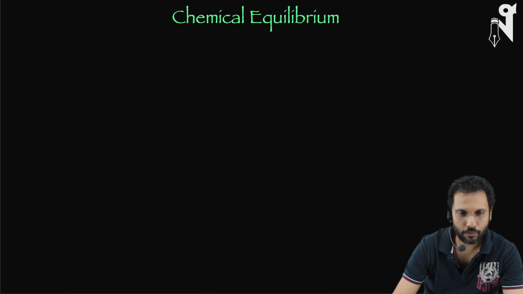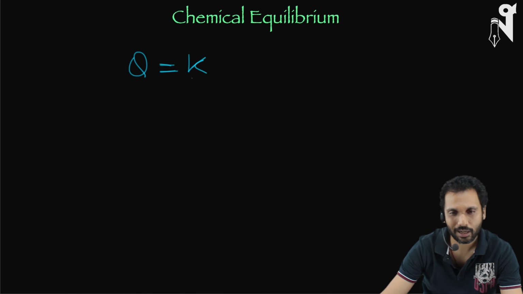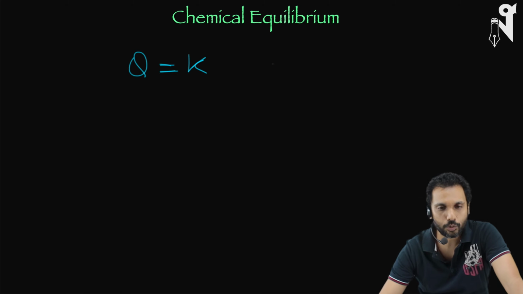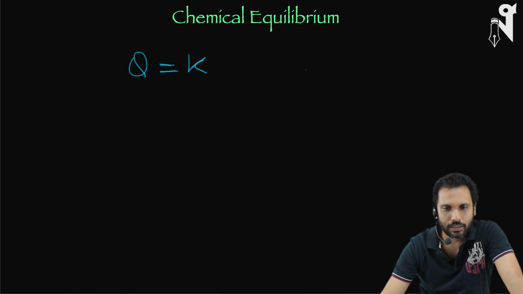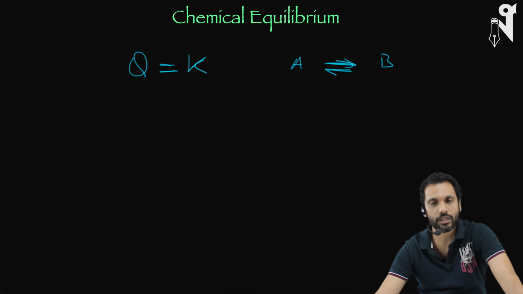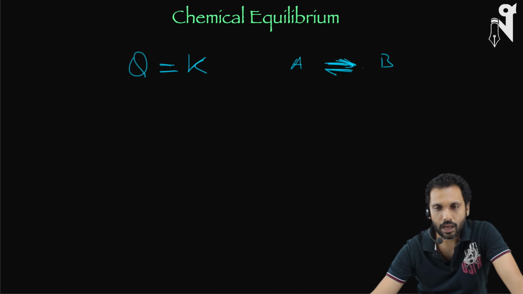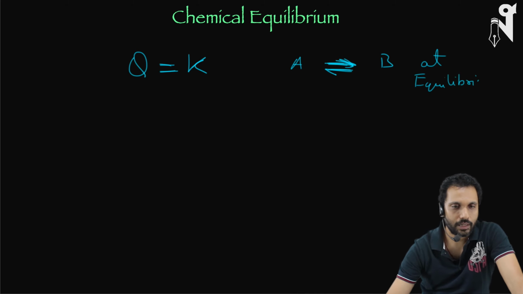So what we have formulated is, when Q is equal to K, that is, when the reaction quotient is equal to the equilibrium constant, we are actually studying the situation at equilibrium. A certain reaction is happening, A gives B. When this happens, it is actual equilibrium. Both arrows have the same length, you can depict it. It is at equilibrium.